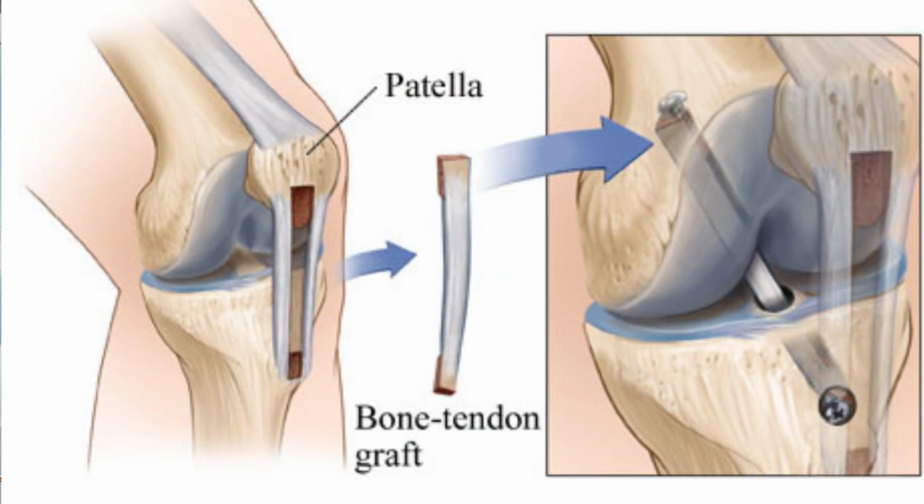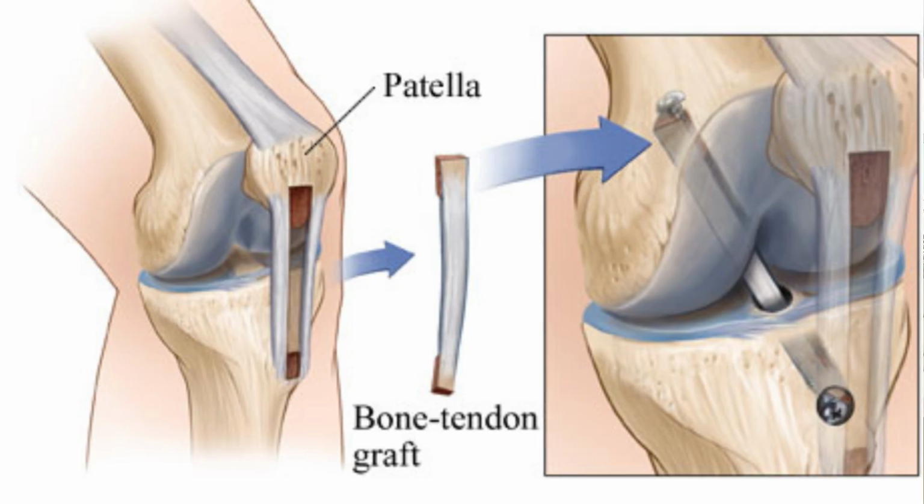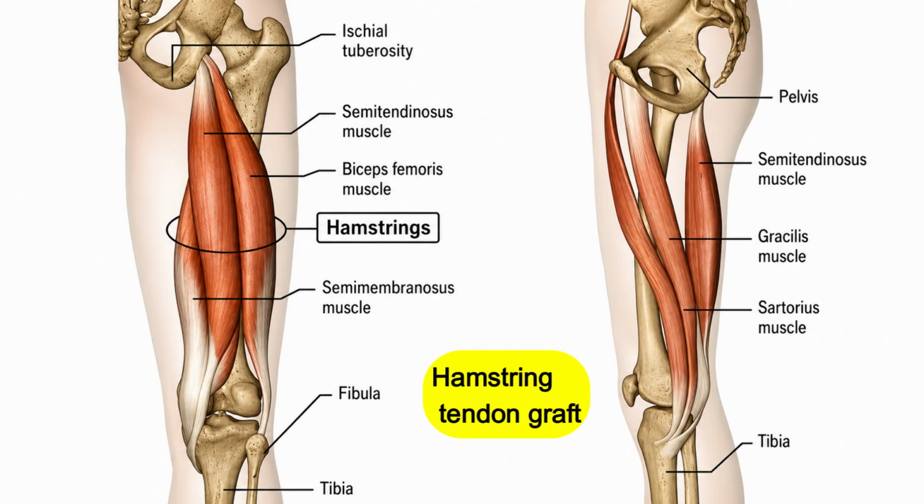So, we take a portion of the bone from the kneecap, we take a portion of the bone from the leg bone, and in between these two bone plugs, we take the patellar tendon. So, this is a bone-patellar tendon graft. Now, the next option is the hamstring tendon graft.